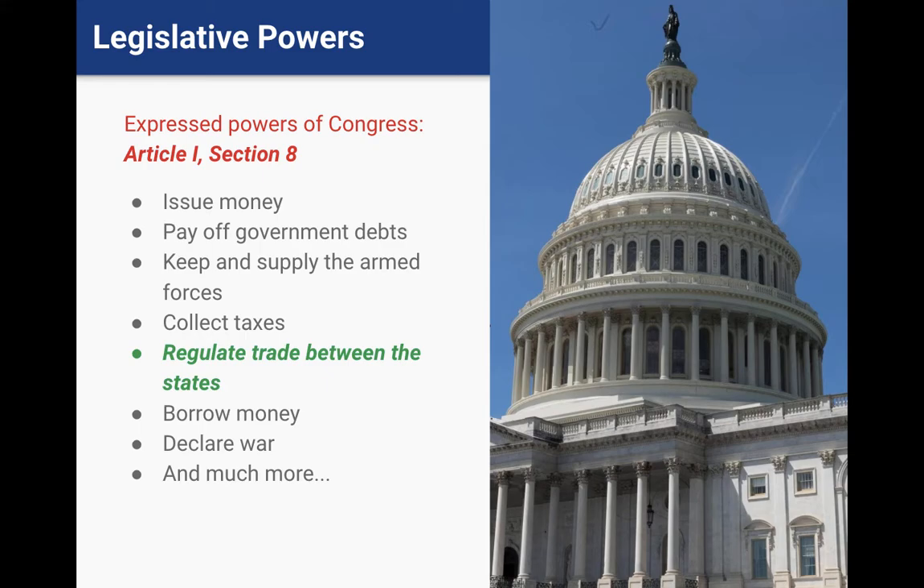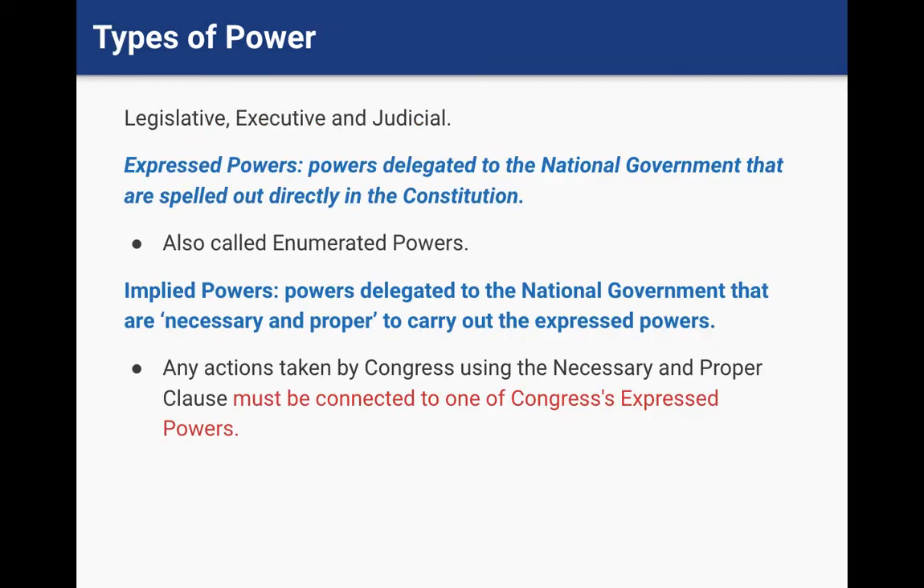Okay? You can find these for Congress in Article 1, Section 8 of the Constitution. And this is basically like a short list of many of them, okay? And there's a lot of them. But Article 1, Section 8 is where you want to go for that. Regulating trade is the most powerful power of Congress. And we'll have an activity that we'll do in class that will help show that a little bit more. All right? But Article 1, Section 8 is where you're going to find the express powers of Congress.